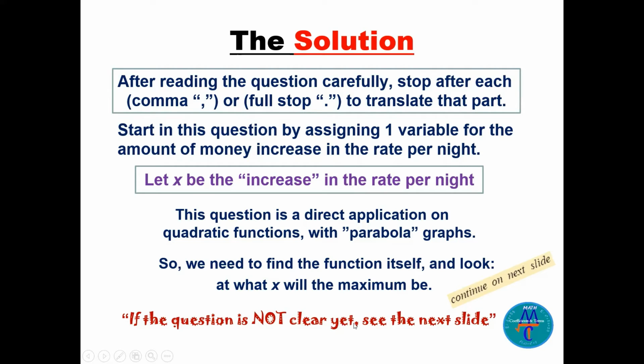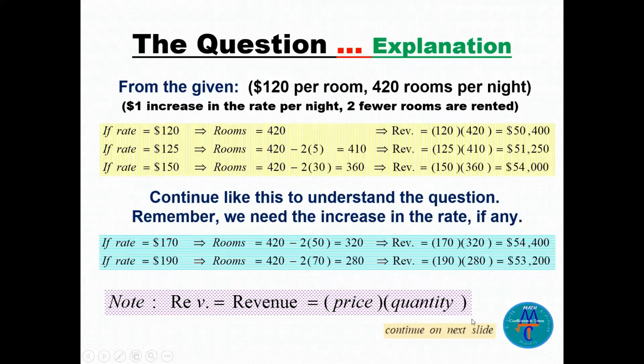Now, if the question is not clear yet, I can explain more on the next slide. So this is the question explanation only. This is not the solution. If you understand it, you can directly go to the next slide. So we have $120 per room, the price. 420 rooms will be rented. Every $1 increase. So if we have 120, 420 rooms.